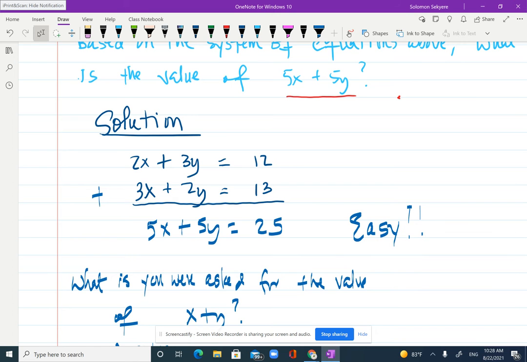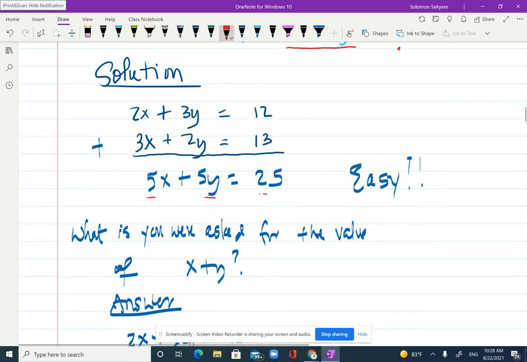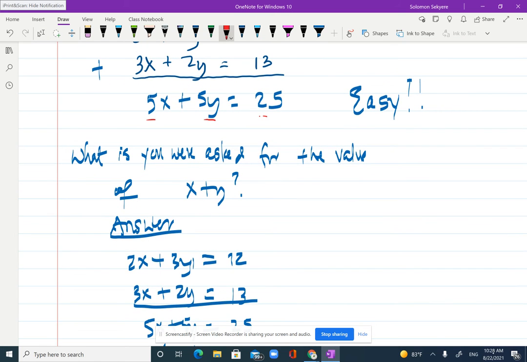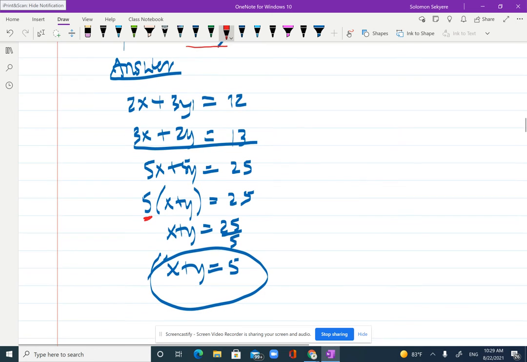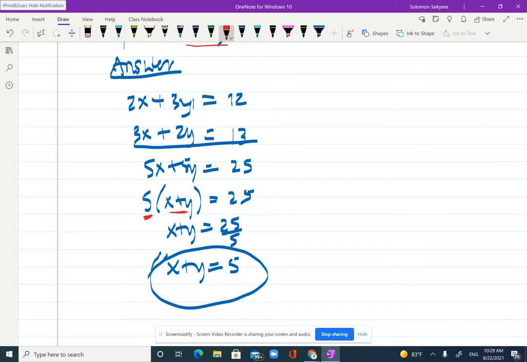Straight away, with experience, you realize that if you add the system of equations, you get 5x plus 5y equals 25. That's the answer you're looking for. You're done. With some experience, you know what to do. What if you've been asked to find just x plus y? Don't find x, come back and find y, and then add them. Still, when you add these two, you have 5x plus 5y. Factor out your 5, and you have x plus y right here. That's what you've been asked for, and it will be equal to 5.